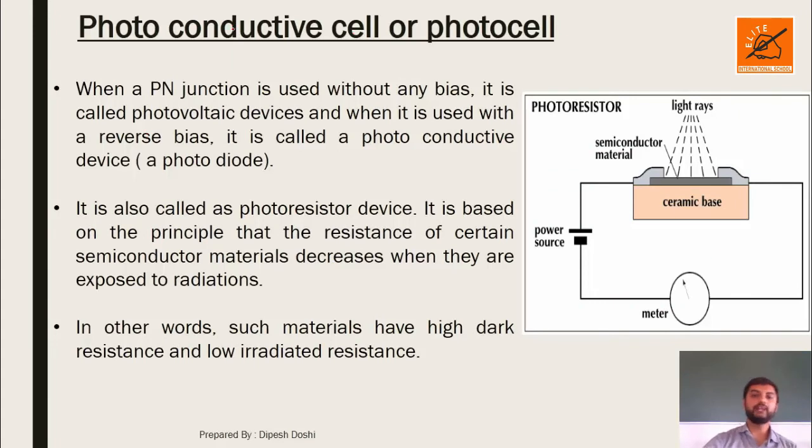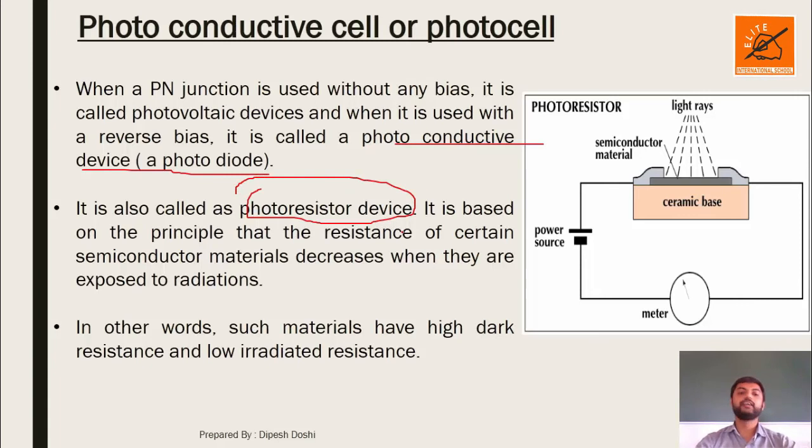Now photoconductive cells or photocells. When a PN junction diode is used without any type of biasing, it is called a photovoltaic device, and when it is used with reverse biasing, it is called a photoconductive device or simple photodiode. It is also called a photoresistor device too. It is based on the resistance of certain semiconductor materials decreasing when you expose them to radiation.